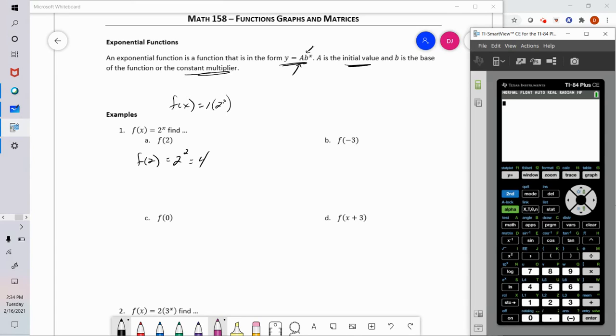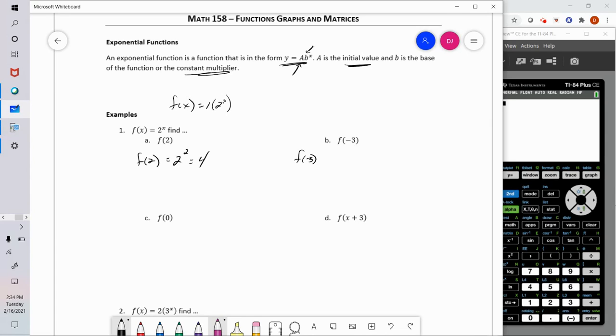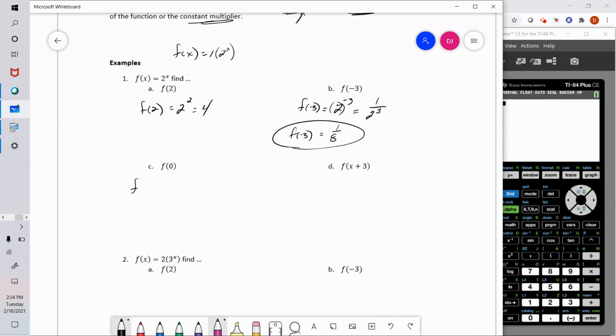Negative 3 is going to be 2 to the negative third power. Now, I've got the negative 3, so that's 1 over, right? We're doing the opposite of multiplying by 2 3 times, which means we're dividing by 2 3 times. And so that's going to be 1 over 2 cubed, or 1/8. So f of negative 3 is 1/8. Okay. F of 0, 2 to the 0 power, because we're going to put 0 in for x, and so that's just 1.